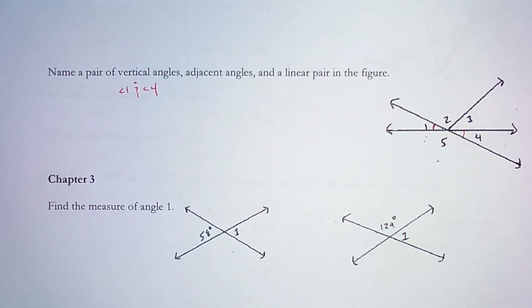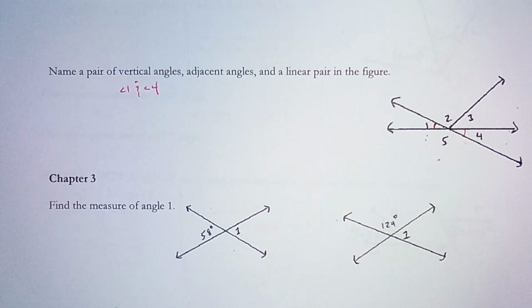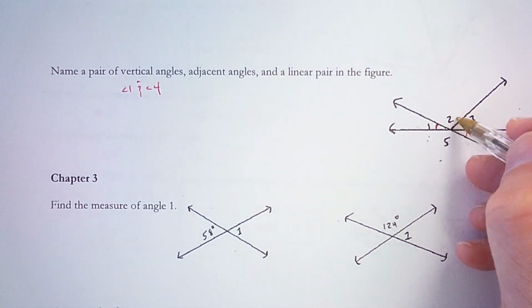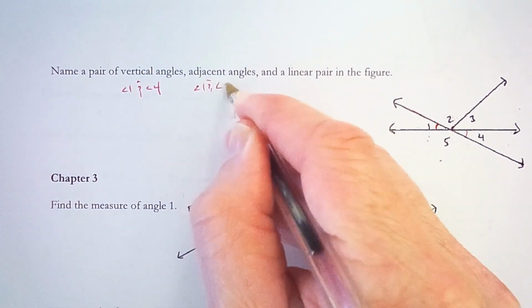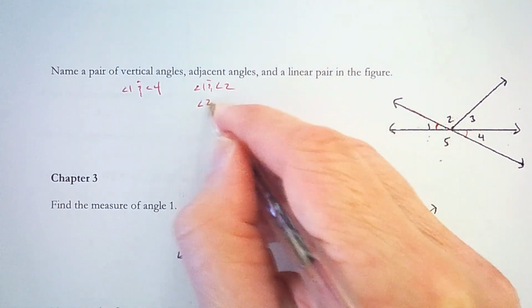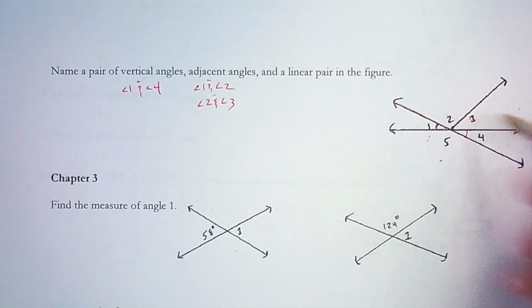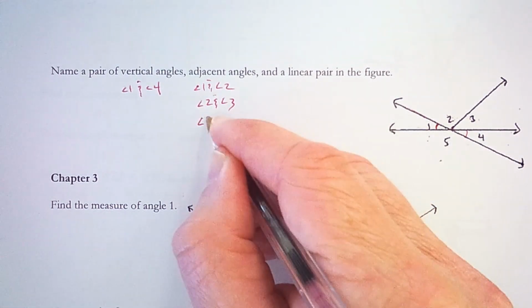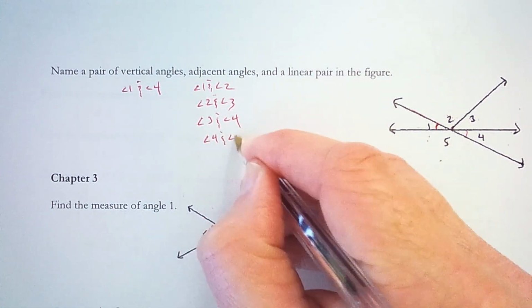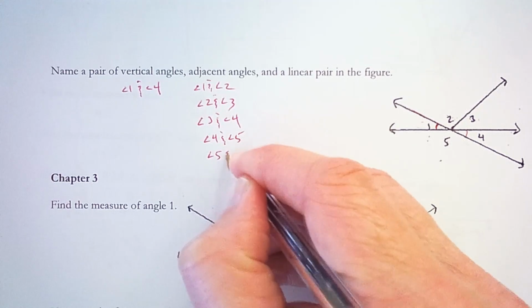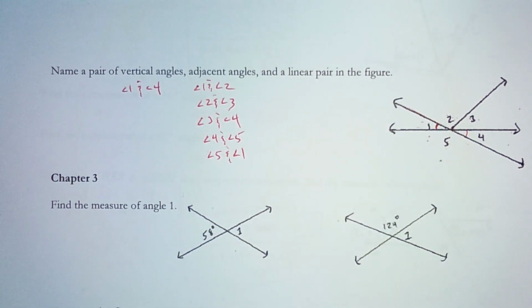A pair of adjacent angles. Adjacent angles means they are next to each other, they share a side, and they share a vertex. They don't share any common interior points. 1 and 2, right next to each other, they share that side, they share that vertex, angle 1 and angle 2. I could also put angle 2 and angle 3, or 3 and 4, or 4 and 5, or 5 and 1. Those are all adjacent pairs. It says name a pair, so any one of these will do.